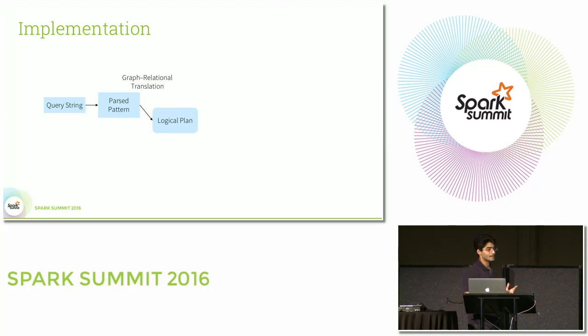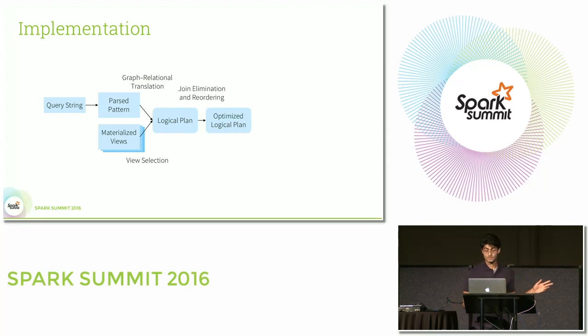A relational plan is just a sequence of joins and other relational operators, and I'll talk about how this translation happens. Next, if the user registered views, those common subpatterns, then we want to look through those and insert them into the plan when possible. We also want to apply certain custom, graph-specific optimizations to this plan. And then finally, we can pass it into Spark SQL, which will finish optimizing and run it.